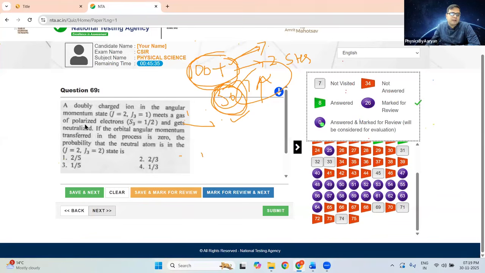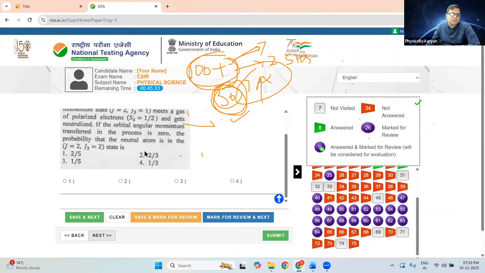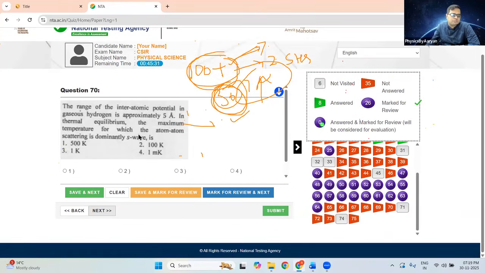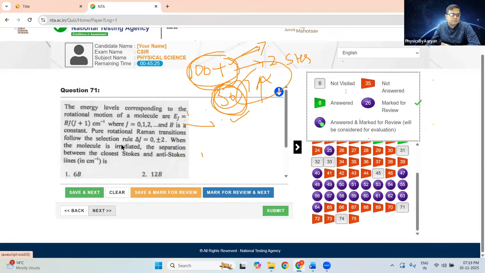Okay. If the orbital angular momentum is transferred, if you can solve such questions, it's good. If not, move on. Okay. Again, you see scattering is interatomic potential. Again, solid state. I'm not. Basically, what you have to do is one question from each subject.